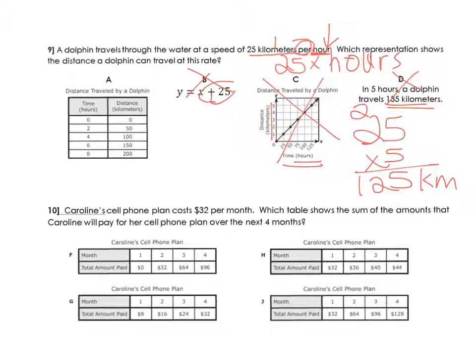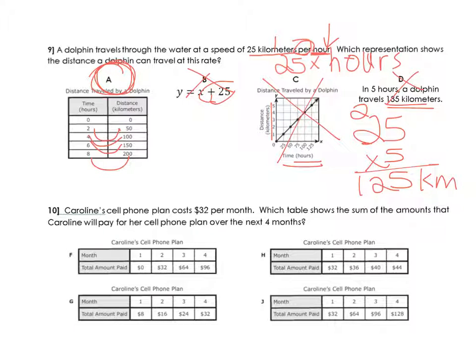So from 2 to 50 should be times 25. And that's correct. 2 times 25 is 50. 4 times 25 is 100. 6 times 25 is 150. And 8 times 25 is 200. So A is my correct answer.